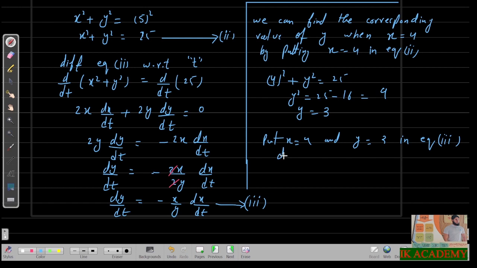So dy by dt when x is equal to 4 will be, x is equal to 4, y is equal to 3, dx by dt is equal to 2, which is equal to minus 4 twos are 8, minus 8 by 3 feet per second. So the top of the ladder will move downwards to the floor at the rate of minus 8 by 3 feet per second.